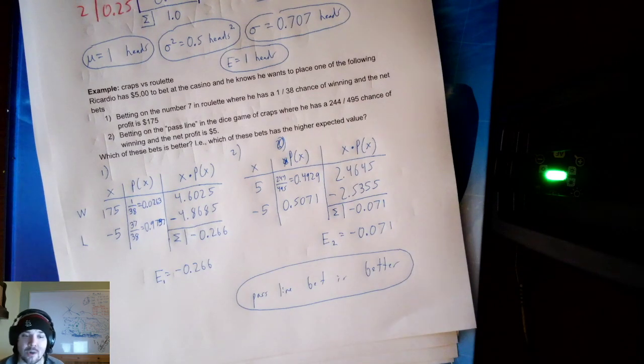And notice I didn't need to know anything about how either game is played. I know nothing about roulette or craps for this question. All he needed to do was know the numbers. And that's true for most statistics, right? We actually don't need to know the real life scenarios. We just need to know the numbers and we can calculate the data.